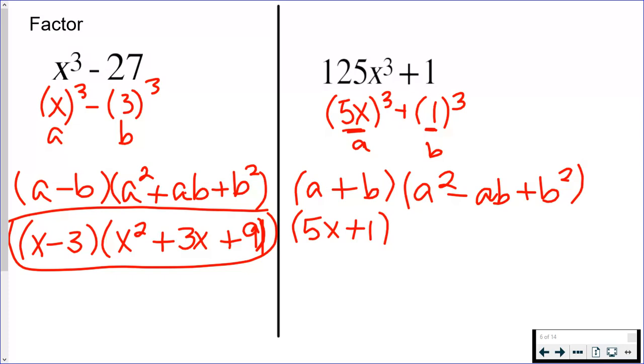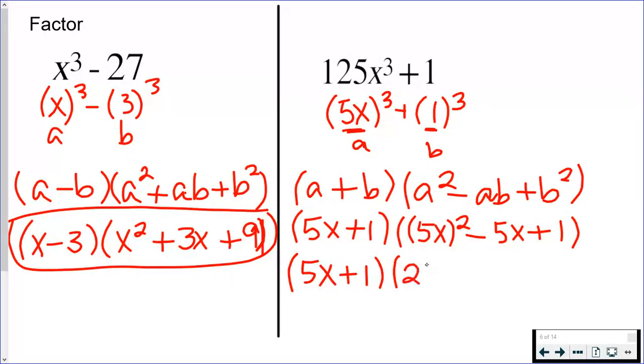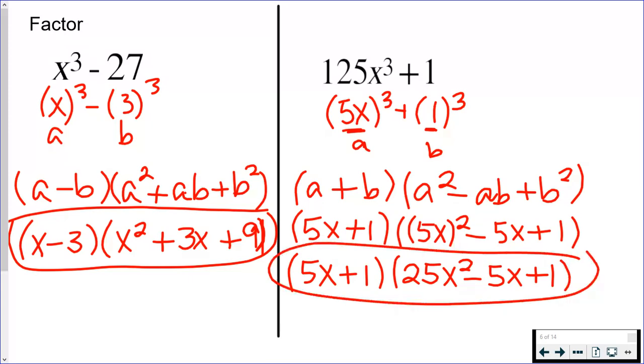Now be careful with your a squared and your b squared, because you have to remember you're squaring all of a and you're squaring all of b. So if you have a squared and a is 5x, please do not forget to square the 5 along with the x. a times b would be 5x times 1, which is just 5x. b squared would be 1 squared, which is just 1. Now I have one more step because I need to simplify 5x squared, because it's 5 squared and x squared. And now we are done factoring.